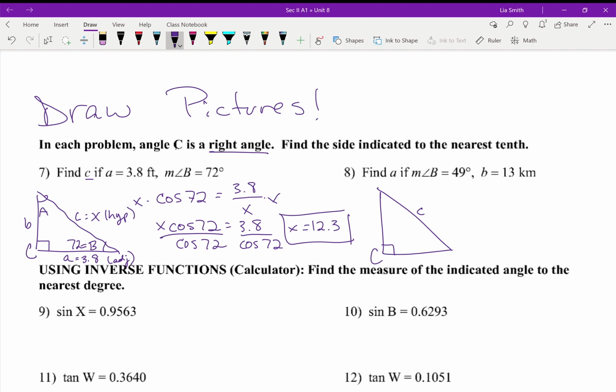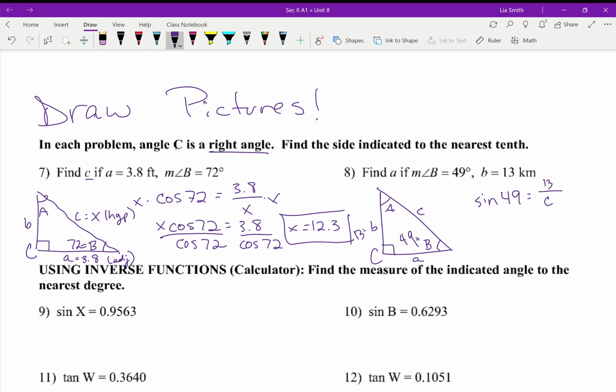Okay, so let's just pick this one to be A and this one to be B. So this one's B and this one's A. So we can do the angle of 49 and then the side of 13. So this one, I'm given my opposite and my hypotenuse. So opposite and hypotenuse would be sine of 49 equals 13 over c, or x.